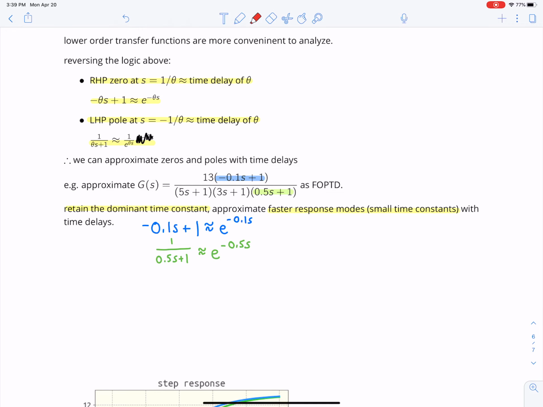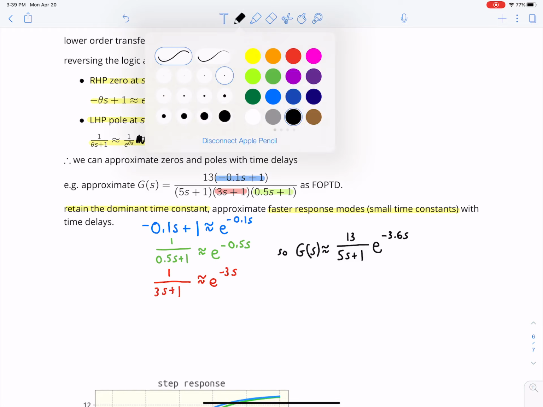Okay, so let's do the other. Let's make this one red. So now we should approximate this pole. 1 over 3s plus 1. Well, this is approximately e to the minus 3s, right? A time delay of 3. And if you combine all of those, so g of s is approximately 1.3 over 5s plus 1, e to the, and you add up all these time delays and you get 3.6s, all right? And that is first order plus time delay.